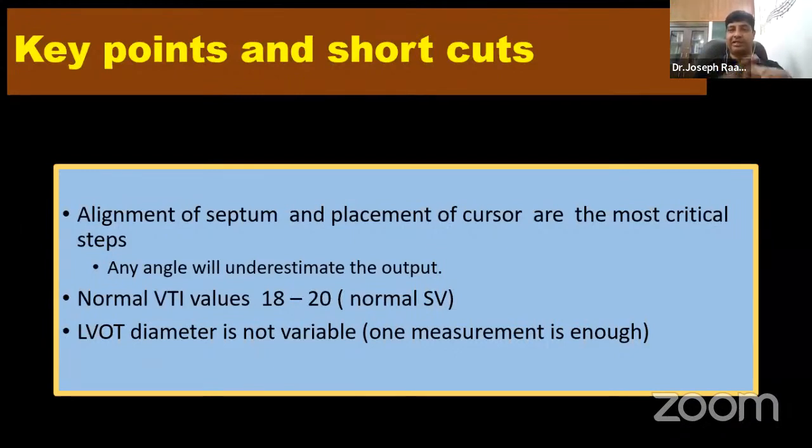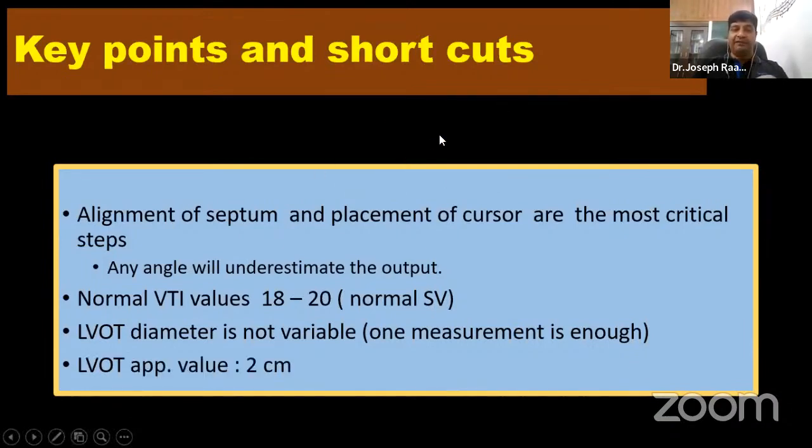As long as this particular patient is there with you, the LVOT diameter is not going to change. So once you make a measurement, that is enough. Every time you have to do only the VTI measurement, then you calculate the stroke volume. And sometimes, if the views are not very clear and LVOT diameter measurement is problematic, then you can take an approximate value of 2 centimeter in an adult male and 1.8 centimeter in an adult female. That's an arbitrary value which you can take into consideration.